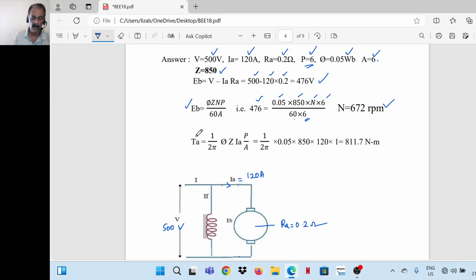Then armature torque is equal to 1 by 2 pi phi ZIA into P by A. This is a lap connected machine, so number of poles and number of parallel paths are the same, so P by A is equal to 1. So torque we will get as 811.7 Newton meter.